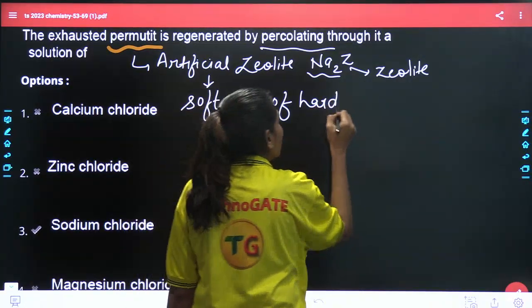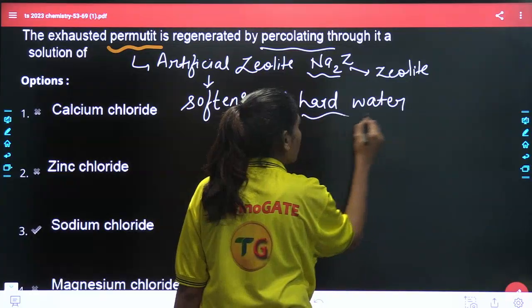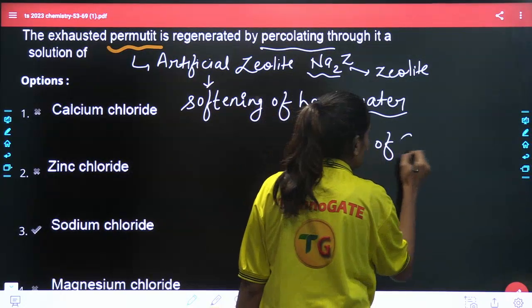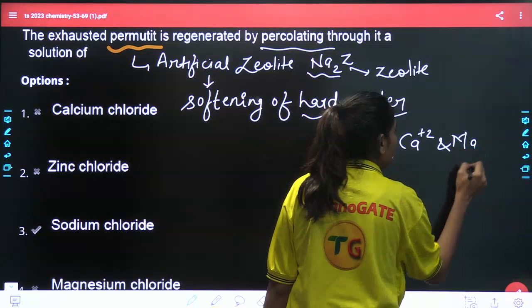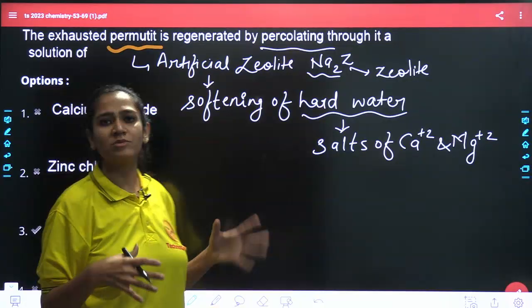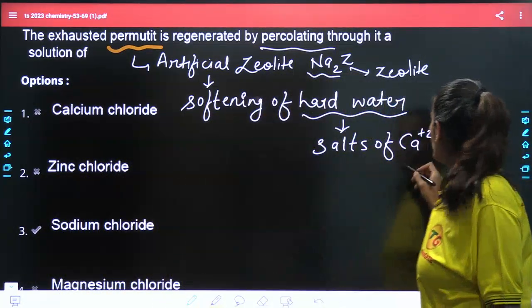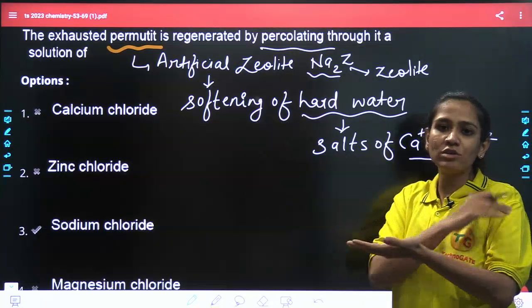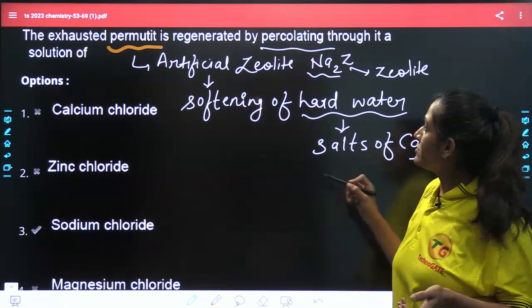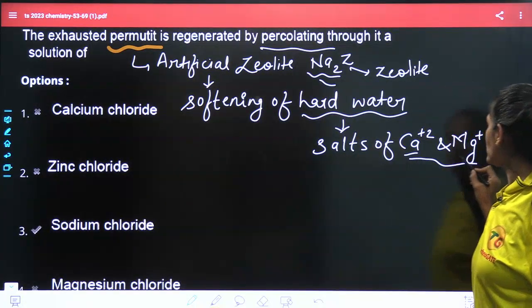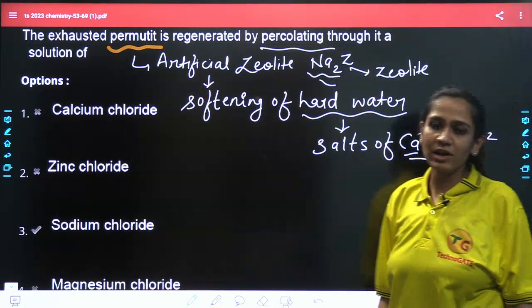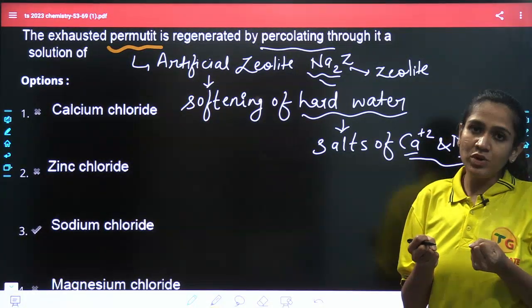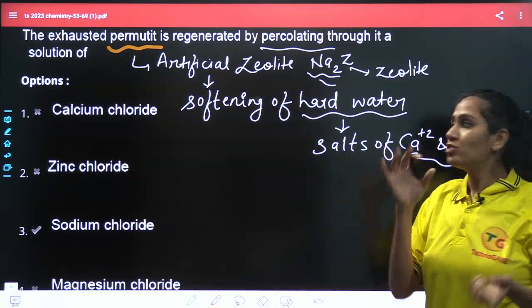Now we know that the hardness of water is due to, why is water hard? The hardness of water is due to salts of calcium and magnesium ions, like calcium chloride, magnesium chloride, calcium sulfate, magnesium sulfate. Now what happens? We take a bath of zeolite, or permutate, and we run the hard water through that zeolite. The sodium ions exchange themselves with calcium and magnesium ions. These are also cations. So all the calcium and magnesium ions get trapped in the permutate, and the water is now having sodium ions. So the water becomes soft.